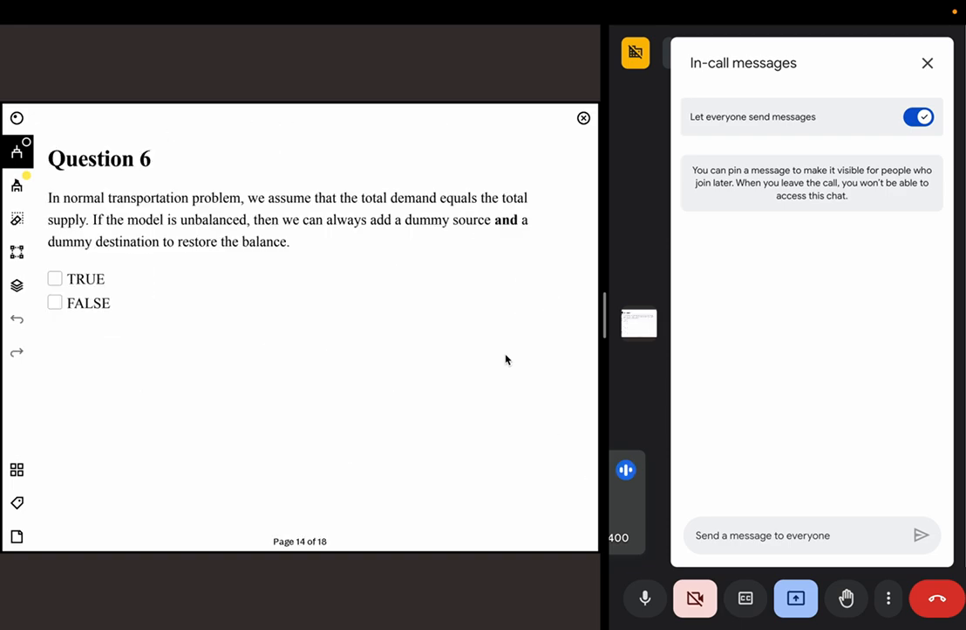But you can have scenarios where the total demand is not equal to supply. Then the model is unbalanced. Then what we do, we add a slack variable, or what this question is asking is, we can always add a dummy source and a dummy destination to restore the balance. Is that true or false?